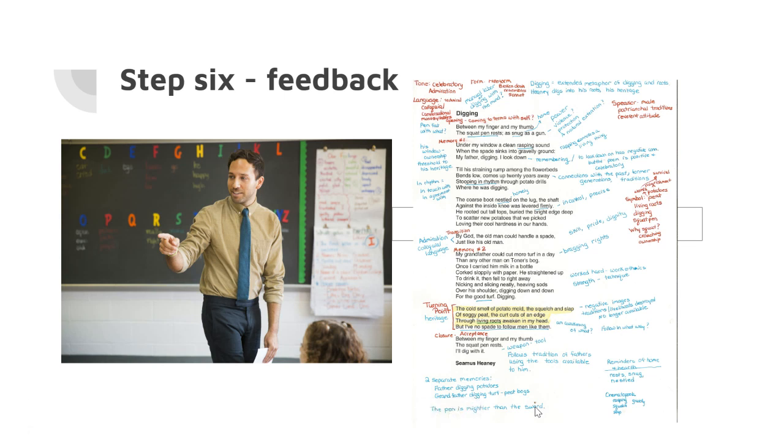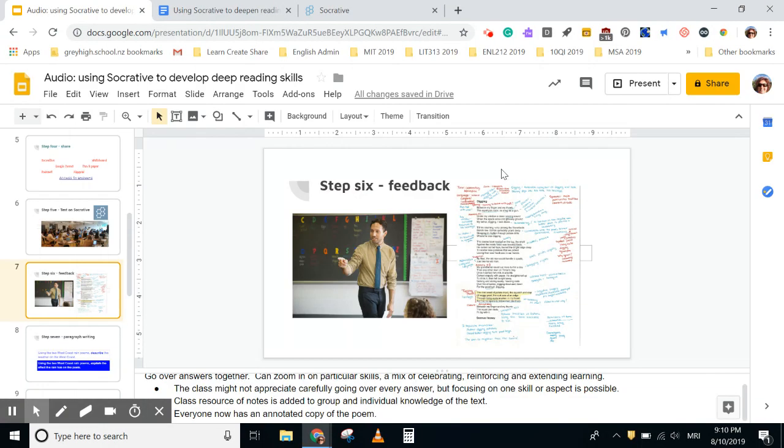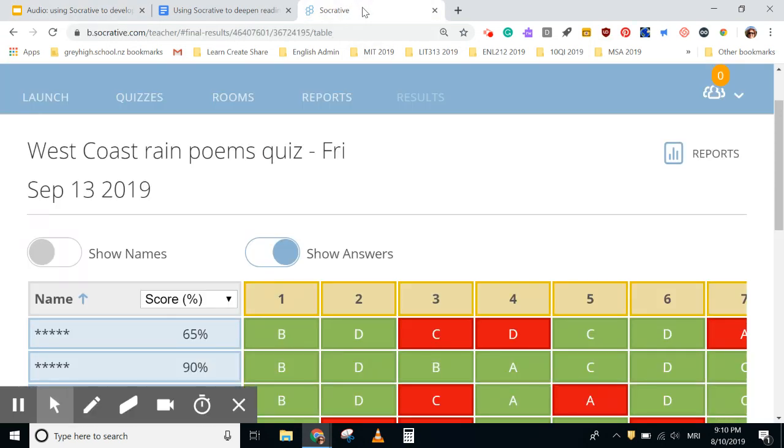Okay, so step 6 is feedback. Students have done their test, you've got the results in, and what you want to do is have feedback for yourself in terms of your teaching next, and feedback for the students. So this is where Socrative totally becomes awesome in my view.